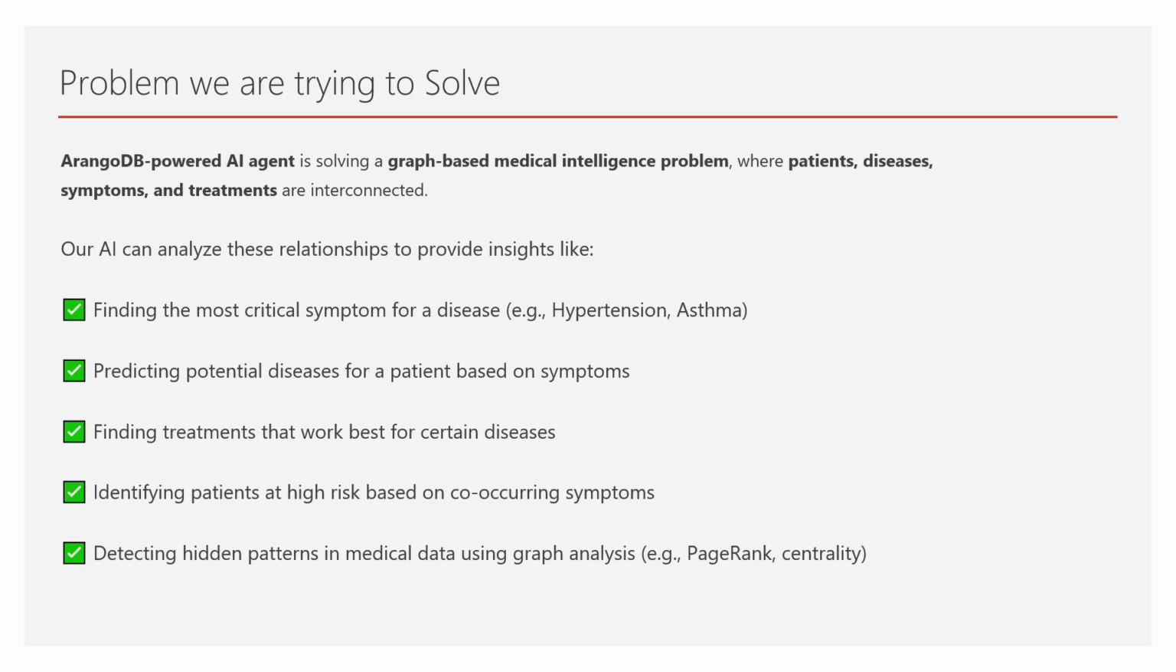The ArangoDB-powered AI agent is solving a graph-based medical intelligence problem where patients' diseases, symptoms, and treatments are interconnected. Our AI can analyze these relationships to provide insights like finding the most critical symptom for a disease, for example hypertension or asthma, predicting potential diseases for a patient based on symptoms, finding treatments that work best for certain diseases, identifying patients at high risk based on co-occurring symptoms, and detecting hidden patterns in medical data using graph analysis.